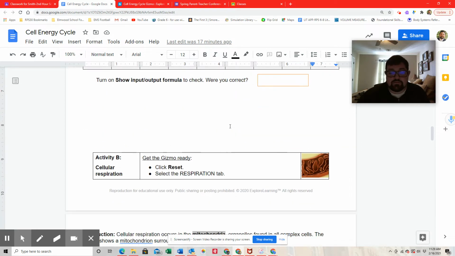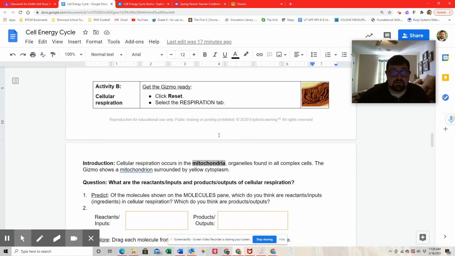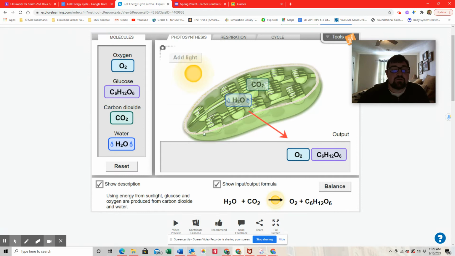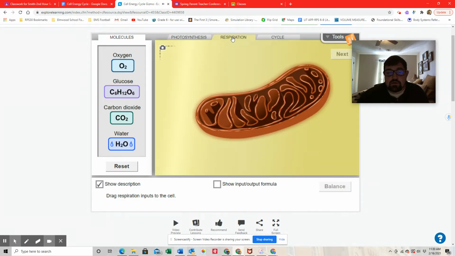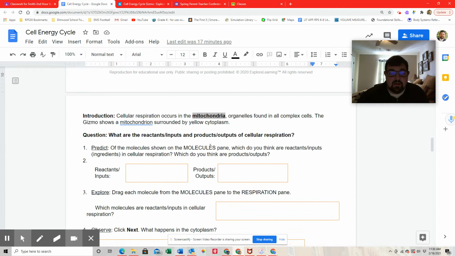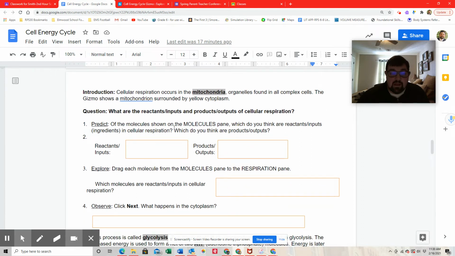Okay, so next we're going to go to cellular respiration. So we are learning about photosynthesis and cellular respiration. So right here, we'll click on respiration, and we don't have to reset because it's brand new, right? And what you'll find is this is really the same thing. What do you think we're predicting? What do you think the reactants are? What do you think the products are? Just like we did before. It's just a new experiment.